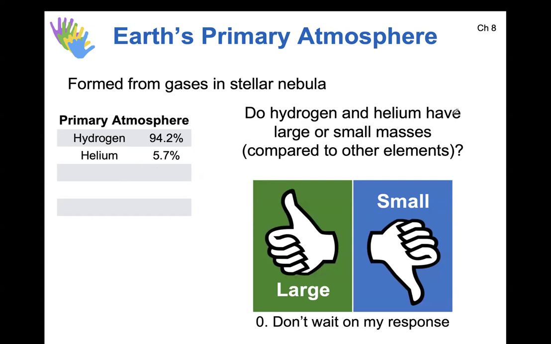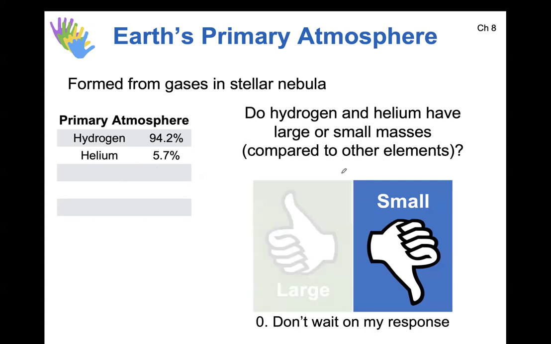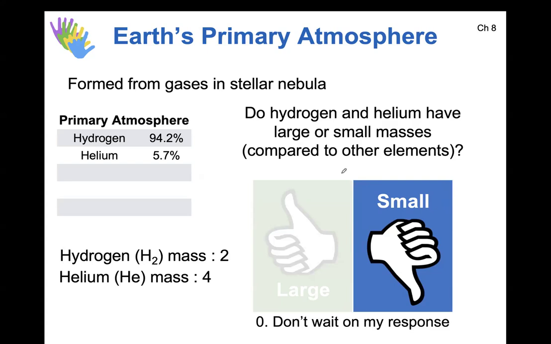And then we're asked, do hydrogen and helium have large or small masses compared to other elements? They have really light ones. They're really low on the periodic table. So I'll let you know that they're in fact the lightest elements. Their atomic masses are 2 for hydrogen, at least for H2, and 4 for helium.